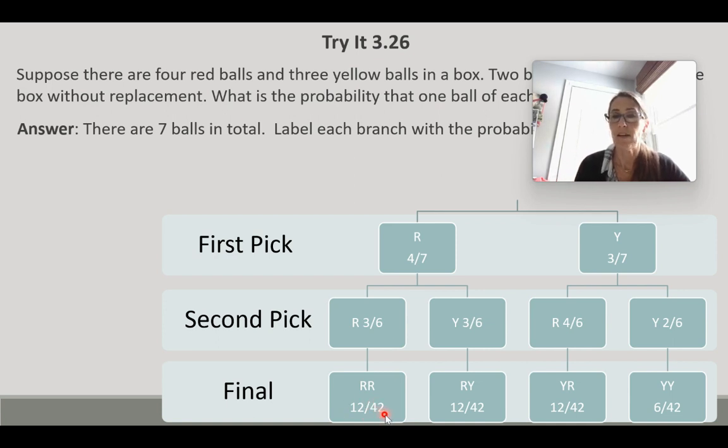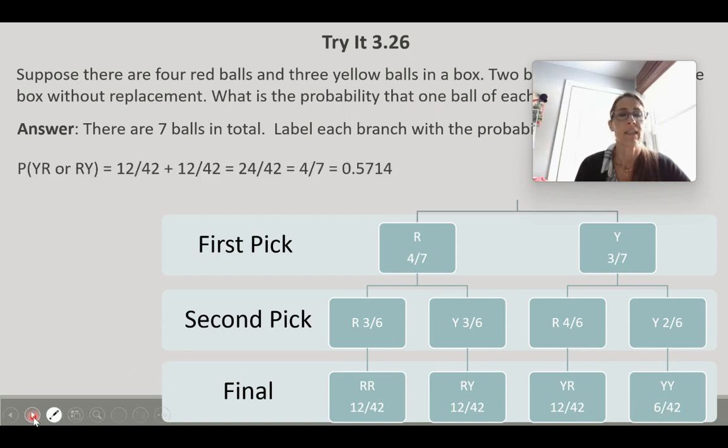So red red is 12 out of 42. Red yellow is 12 out of 42. Yellow red is 12 out of 42. And then yellow yellow is 6 out of 42. So to get one ball of each color, yellow red or red yellow, add those 2 probabilities up to get 24 out of 42, or 4 over 7, or 0.5714.